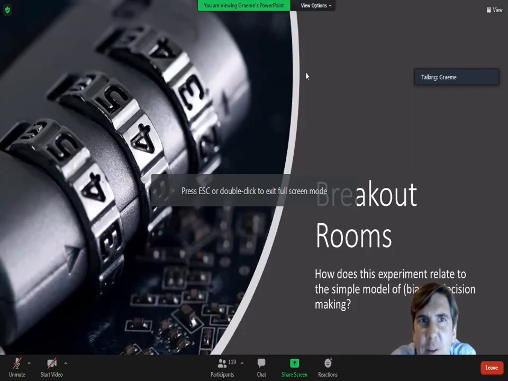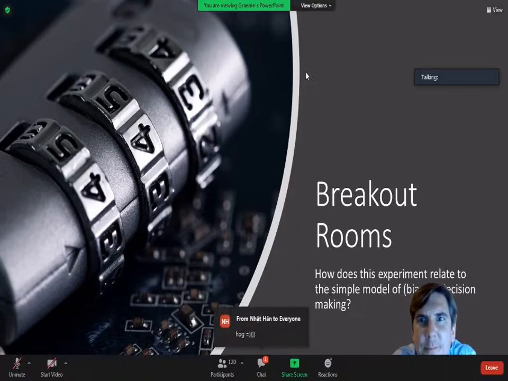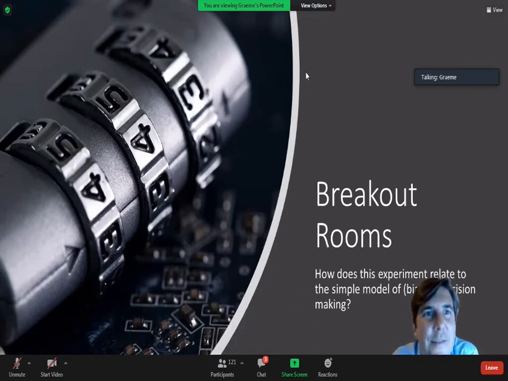I'd like to see if anyone here would care to take a guess at it. If you think you have some idea of how this experiment relates to our simple model of decision making, please raise your hand and I'd love to hear what you have to say. Great. All right. Let's start with Xiaobao. Xiaobao, what are your thoughts?